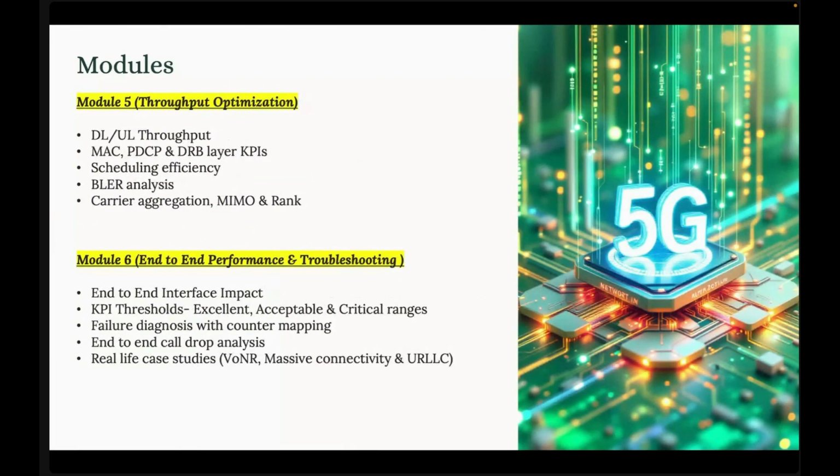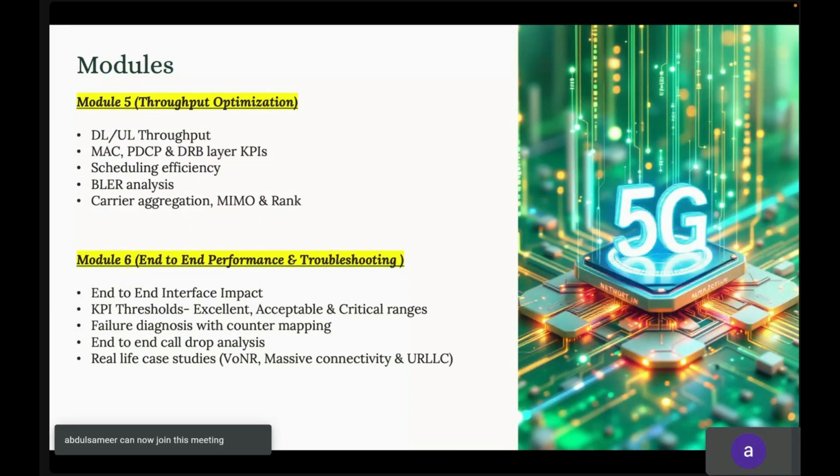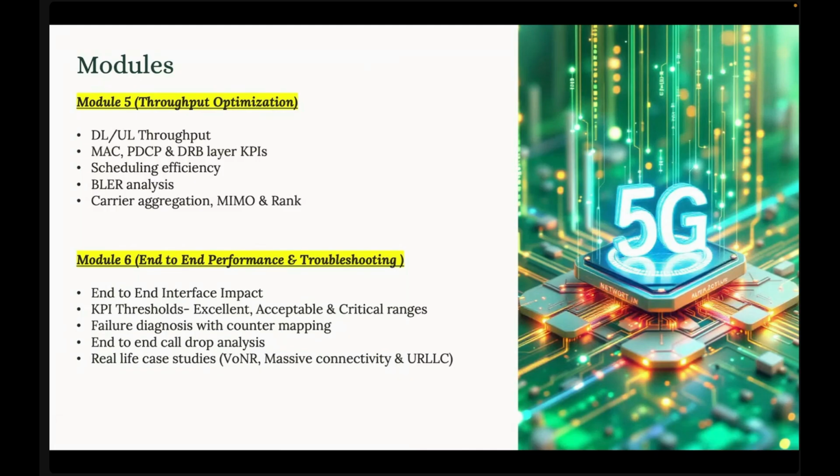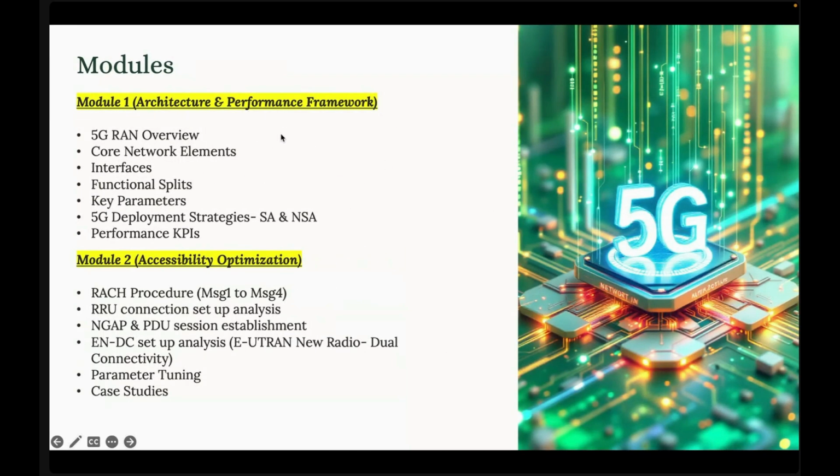The fifth module will be the throughput optimization, which is a very critical part, because whether talking about 4G or 5G, your main goal is to deliver a seamless data experience at the customer end. And the last module will be the end-to-end performance and troubleshooting. Basically, I'll be showing the case studies that you may face in your day-to-day deliveries: what issues are faced, how you troubleshoot them, and what the expectation of the customer will be. So these are the broadly 6 modules that will be covered in the upcoming 5G training. We'll start with the first module.